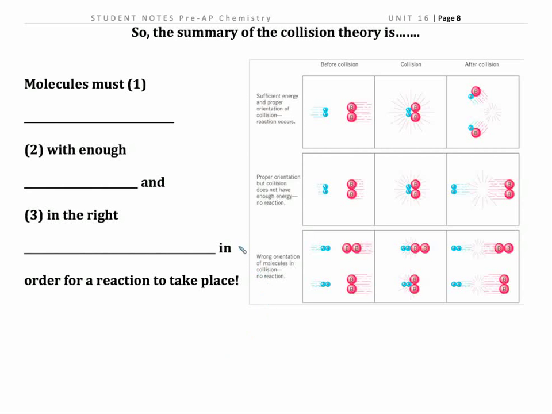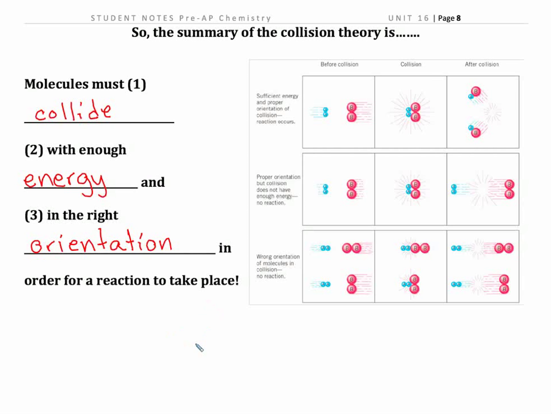So let's summarize those factors. First off, molecules must collide. Secondly, they have to collide with sufficient energy, which we call the activation energy. And thirdly, they have to collide in the correct orientation. Now, we're not going to cover all of the mathematics involved in this. We'll save some of it for when you have the opportunity to take AP Chemistry, but we're going to talk about a few of them as we go.